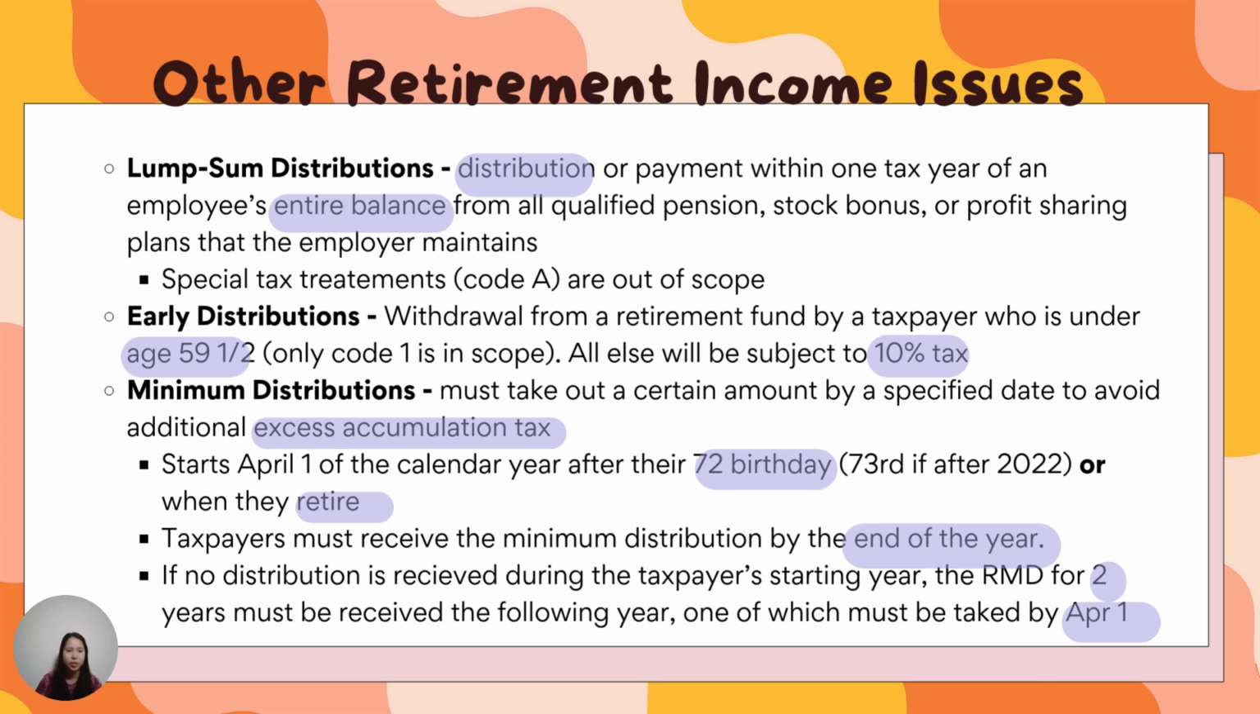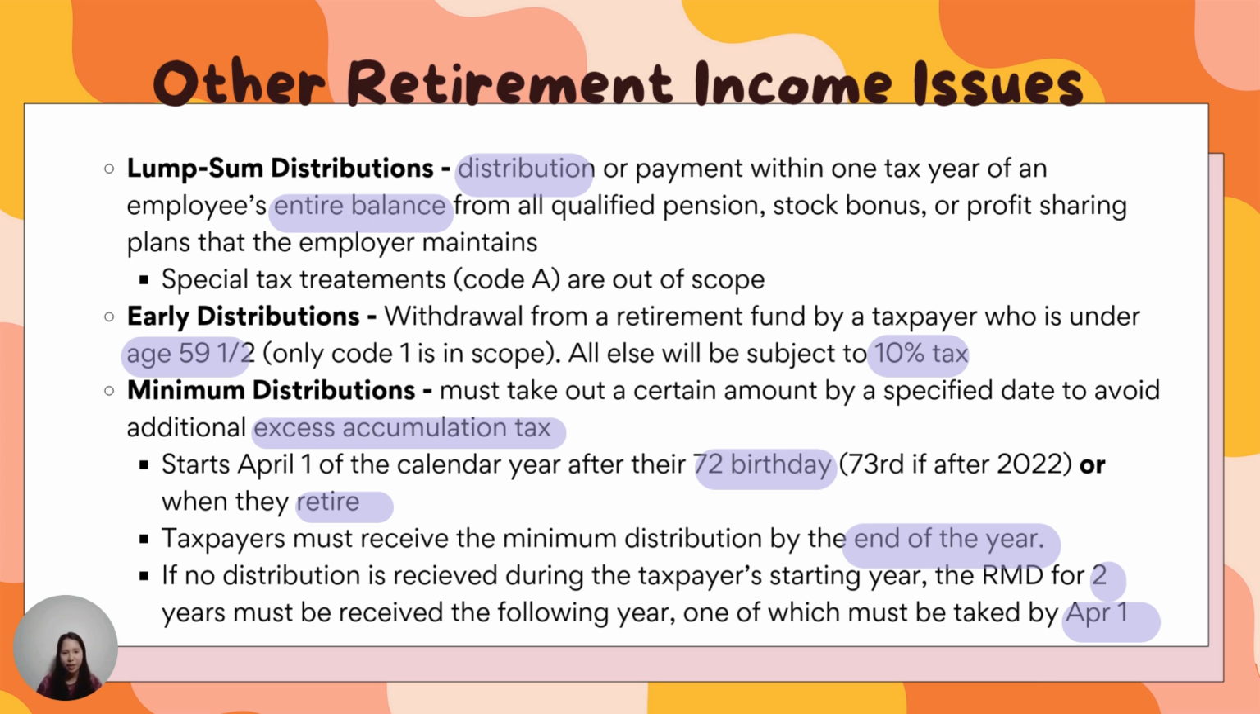Early distributions are another issue, and this is where withdrawal from a retirement fund is done by a taxpayer who's under age 59 and a half. And in this case, it'll be subject to 10% tax. If it is subject to the 10% tax, you as a VITA volunteer are not able to complete the return as it's too complicated, and you should refer the taxpayer to a professional tax preparer.